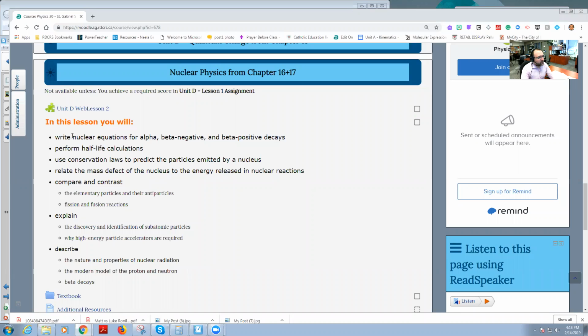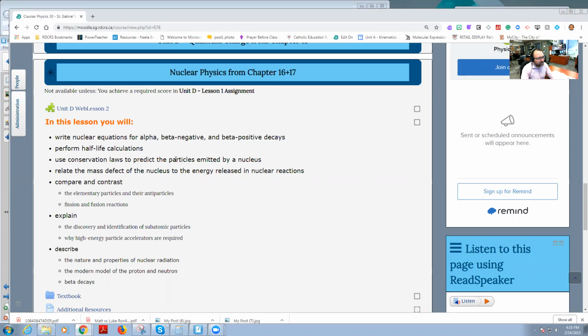You're going to have to write nuclear equations for alpha, beta negative, and beta positive decays. So one is gamma and one is a neutron, just giving you a heads up, just written differently. Perform half-life calculations. I'll talk more about that later on in the course.